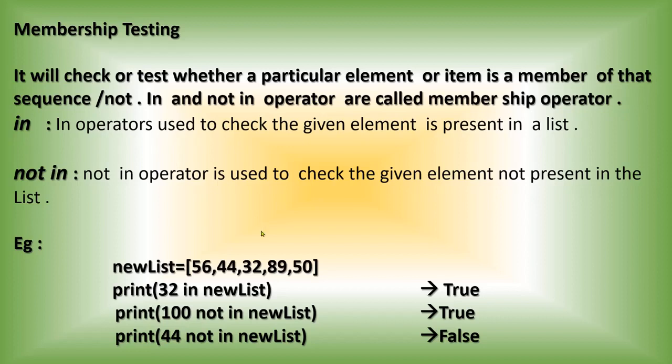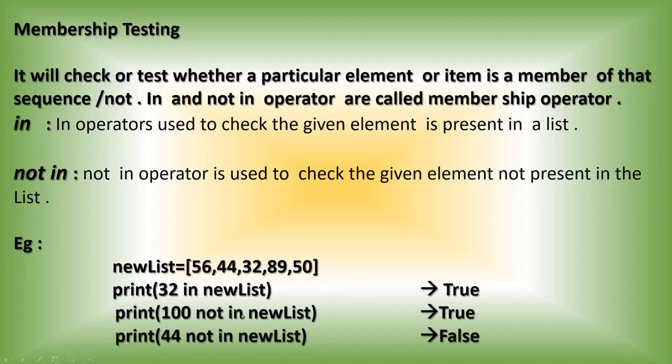See, there is one example written over there. New list is this content; I just wrote this content in square brackets. So that means new list is a list. And I am checking print 32 in new list. You are checking whether 32 is present in the list or not. Yes, it is present, so it returned the value true.